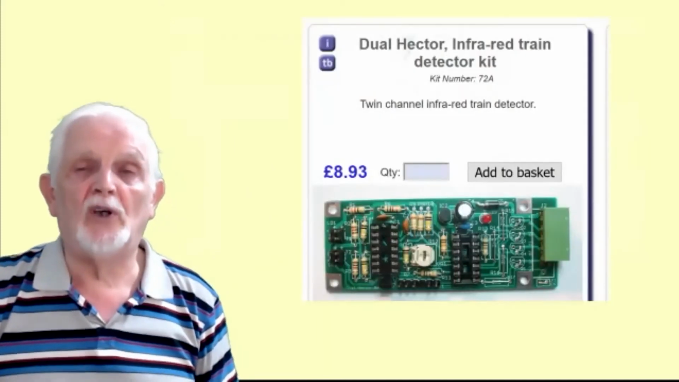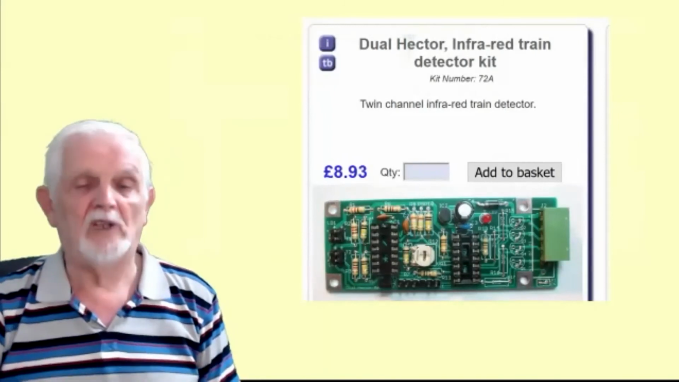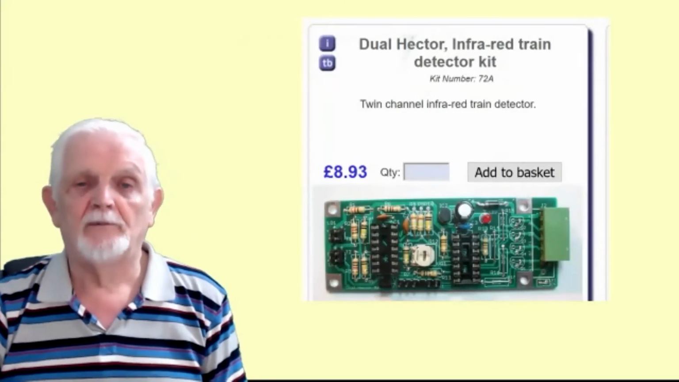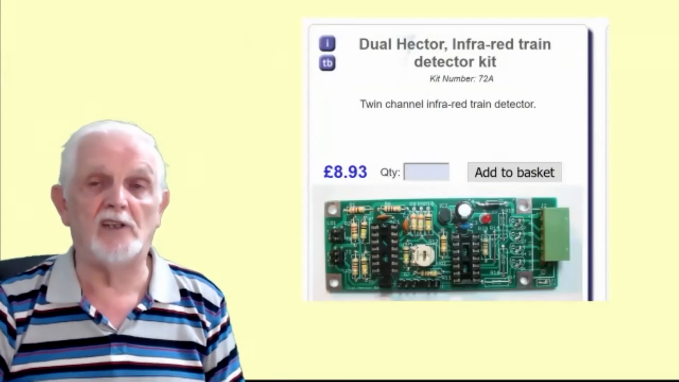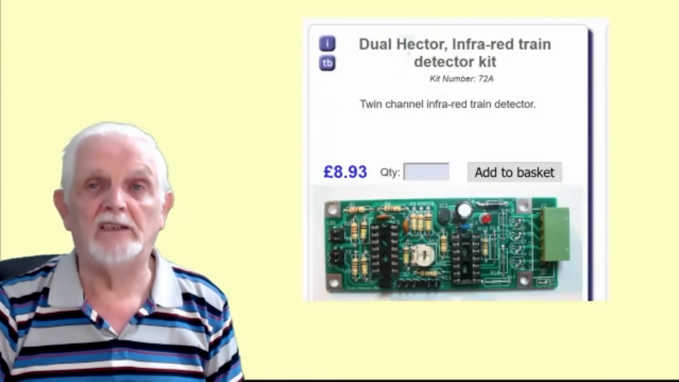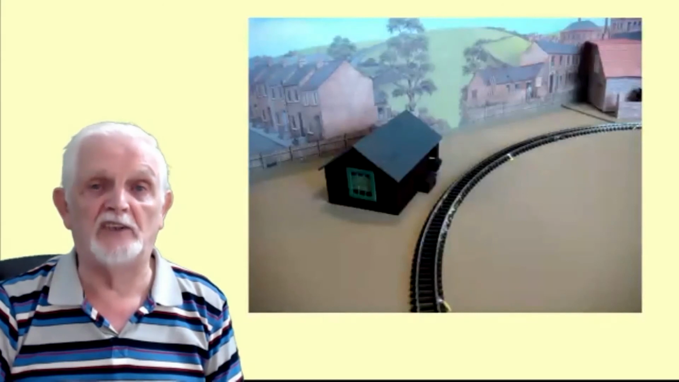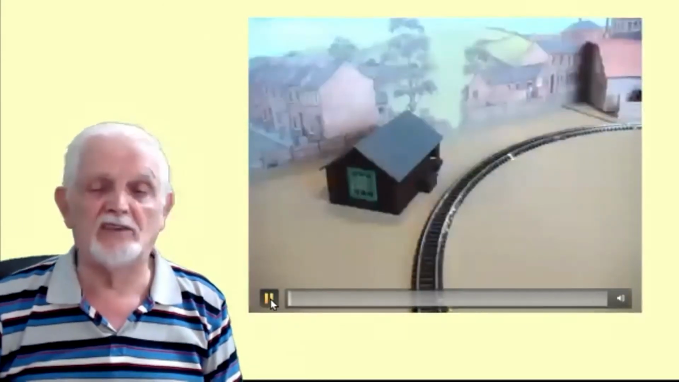But now we've brought out this one here, which is a dual Hector. Exact same process, but you're connecting 2 infrared sources and 2 detectors for £8.93. You can get that in the kit locker. And it works on the basis of reflection. Here's a very crude example we rigged up.